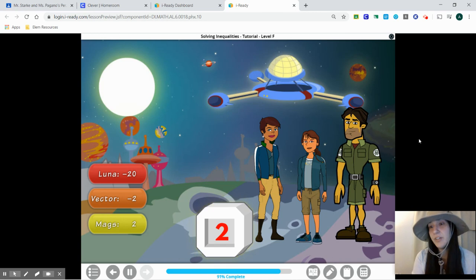Opposites attract. You guys get it? Because they're additive inverses. They're opposites on the number line. And they're husband and wife, so opposites attract.